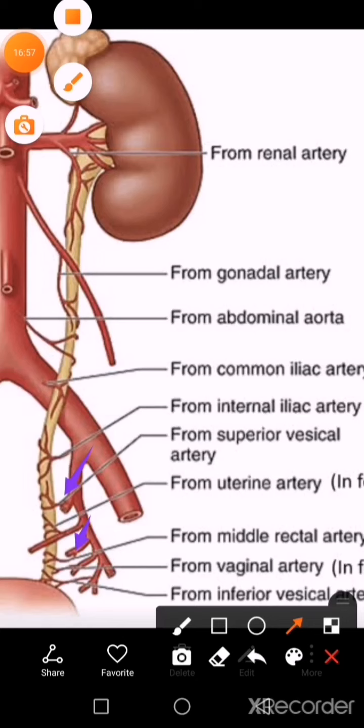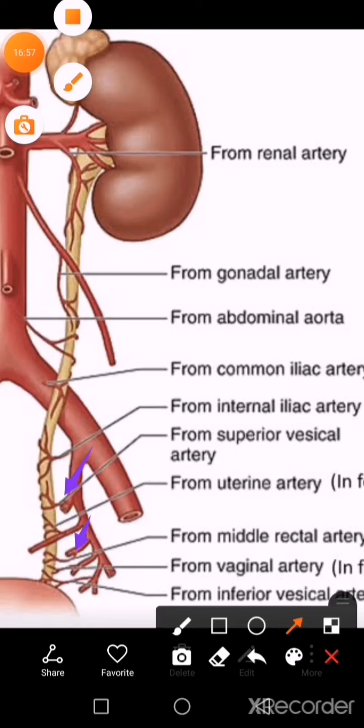In the female, the ureter is said to form the posterior boundary of something known as the ovarian fossa. So you can see the ureter's course over here. You can see all of that, right? And you have to understand that it is forming the posterior boundary of the ovarian fossa in the female.